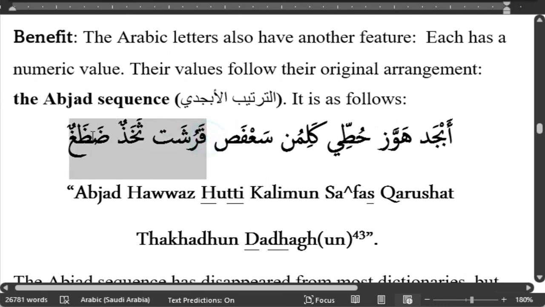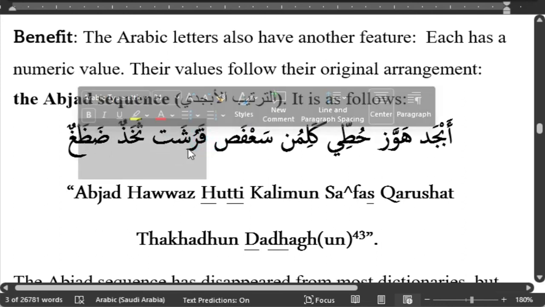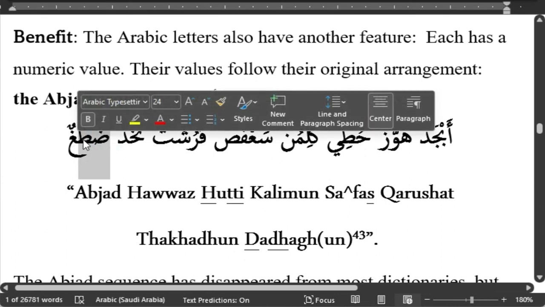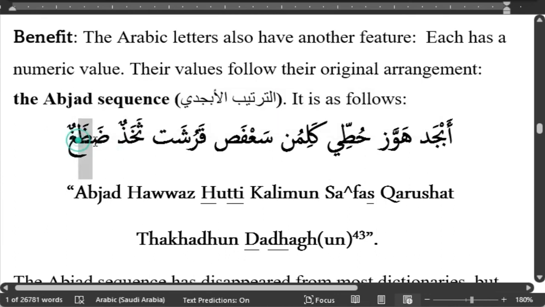Then the rest are hundreds, except for the last letter. Qarashat, so 100, 200, 300, 400, 500, 600, 700. Dhal is 700. Thakhadh, so 800, 900. Dha is 900. And then Ghayn is 1,000.